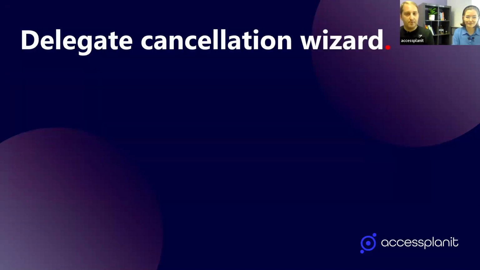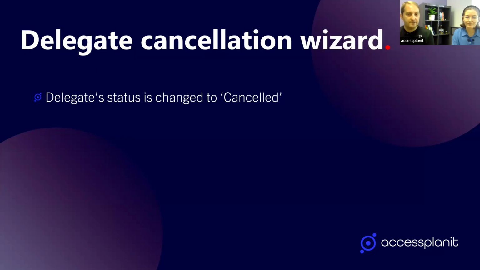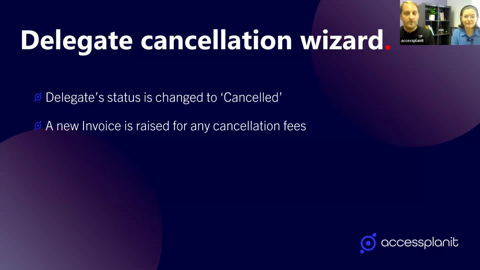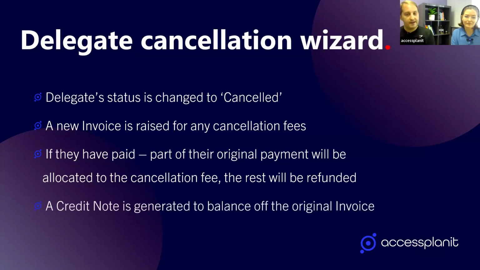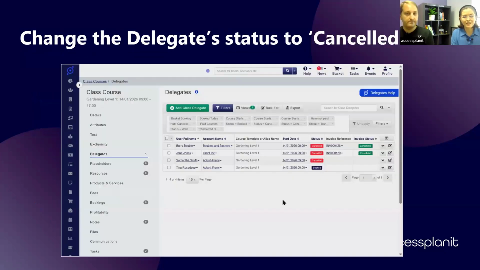Perfect. So to sum up, when you use the cancellation wizard, the delegate status is going to change to cancelled. A new invoice is going to be raised if you applied a cancellation fee. If the delegate was paid, part of that original payment will be allocated to the cancellation fee and the rest will be refunded. And finally, a credit note is generated to balance off the original invoice if they had one.